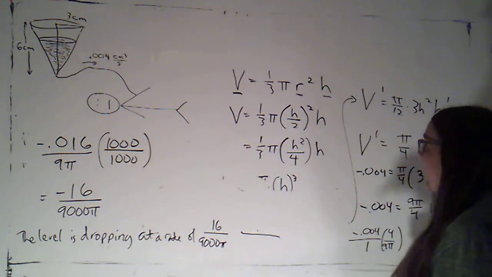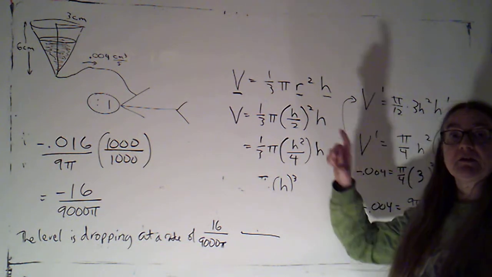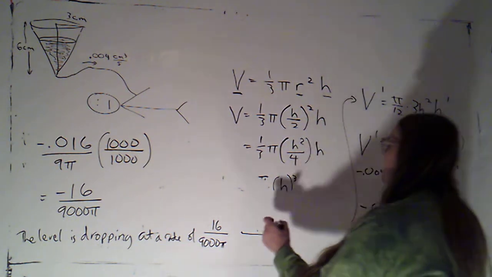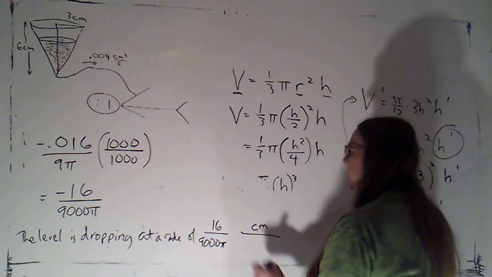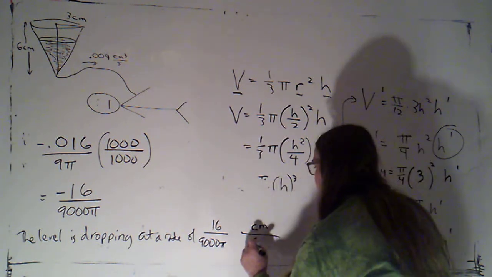So if this was h prime, what were the units for the height? Those were just centimeters, and the units for time were seconds.